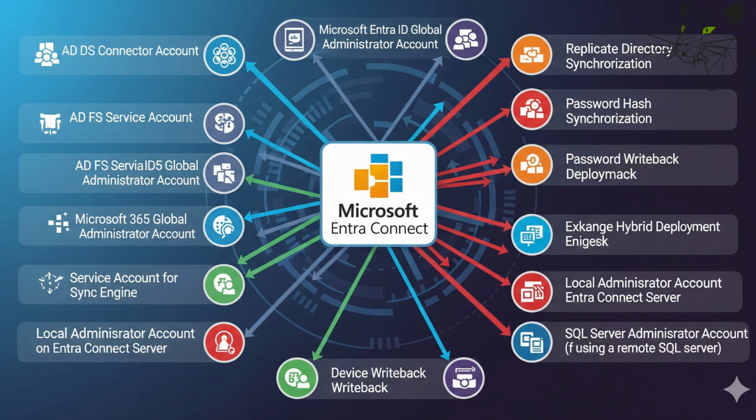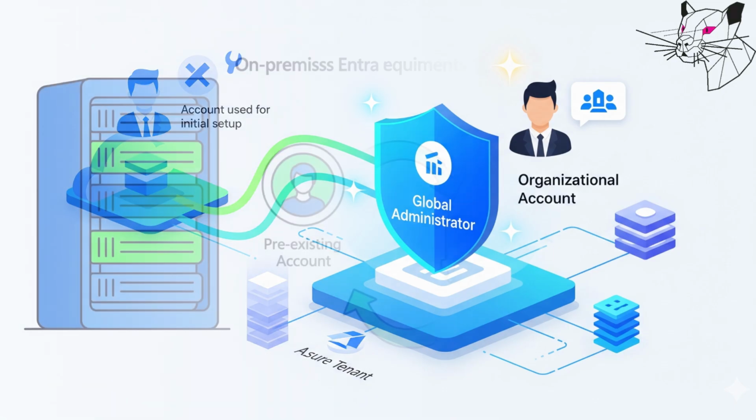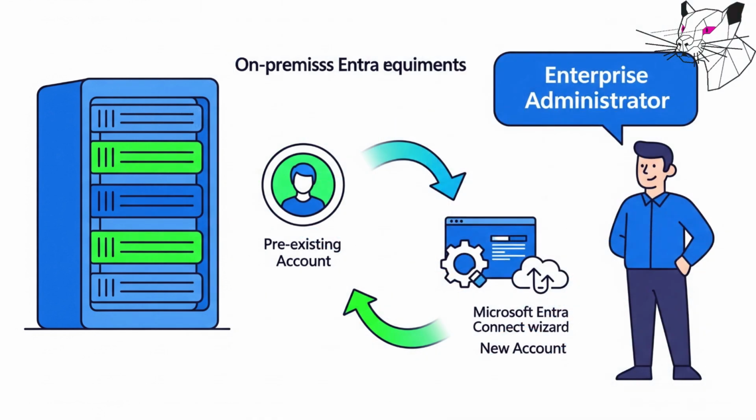Permissions and accounts required to run Microsoft Entra Connect. To implement Microsoft Entra Connect, you must have an account with required permissions assigned on both the local ADDS and Microsoft Entra ID. Installing and configuring Microsoft Entra Connect requires the following accounts: an Azure account with global administrator permission in the Azure tenant, such as an organizational account. That is not the account that was used to set up the account itself. An on-premises account with enterprise administrator permissions in the on-premises ADDS.